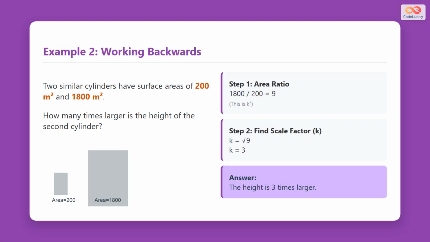Now let us work backwards. We are given the surface areas of 2 cylinders, 200 and 1,800. We need to find how much taller the second one is. First, find the area ratio by dividing the large area by the small area. This gives us 9. Remember, this is k squared. To find k, the linear scale factor, we take the square root of 9, which is 3. So the second cylinder is 3 times taller.